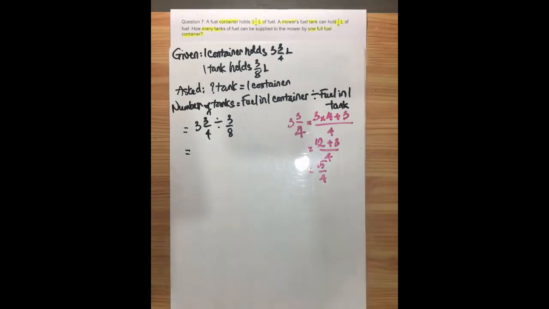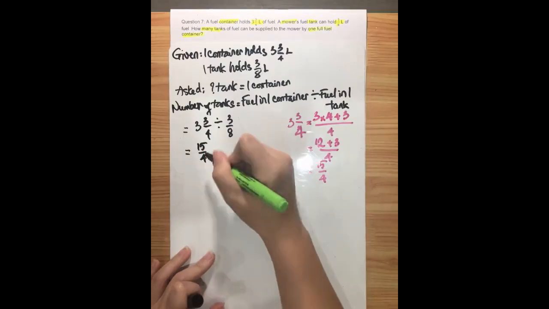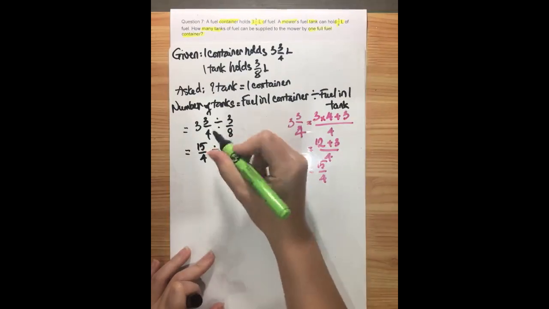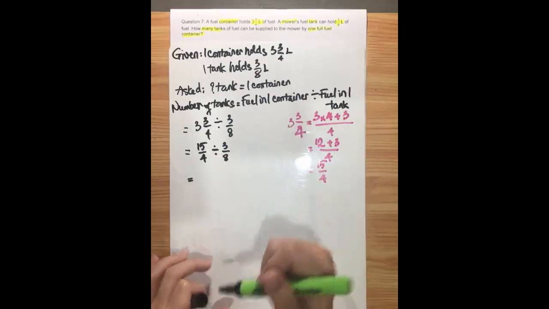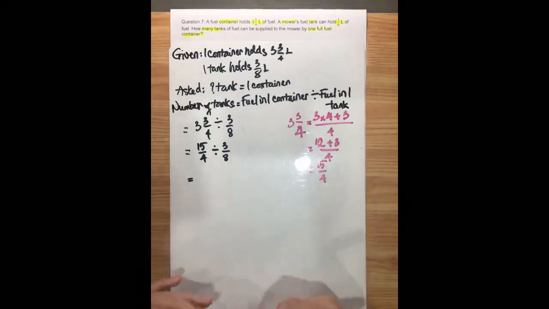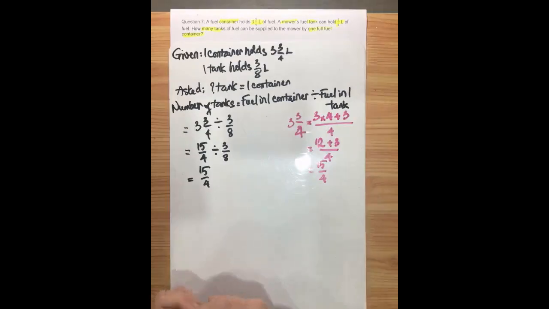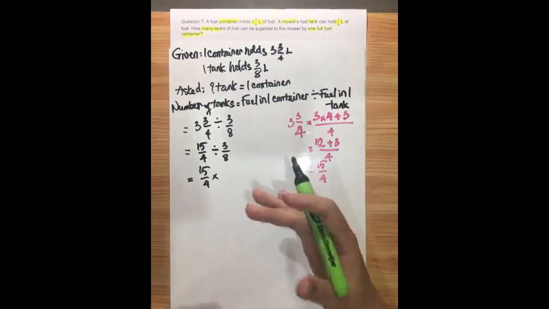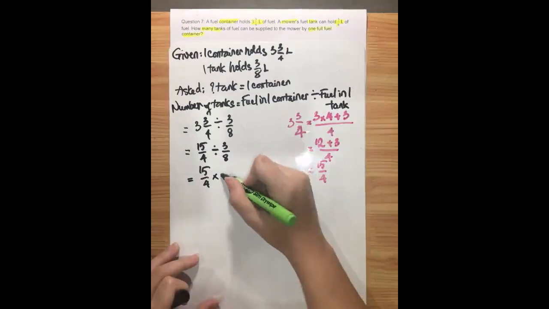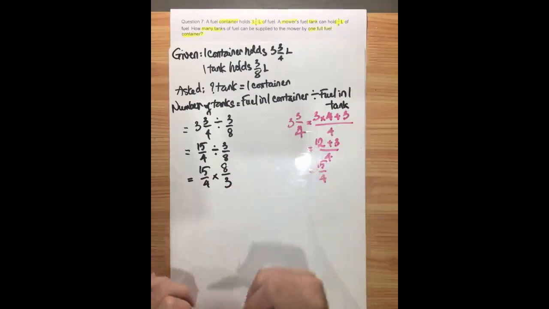So over here, I can say this is equal to 15 divided by 4, and then divided by 3/8. So until now, you should realize that to divide a fraction is to multiply it with its reciprocal. And the reciprocal of a fraction is basically just that fraction flipped upside down, where the numerator becomes the denominator and the denominator becomes the numerator.